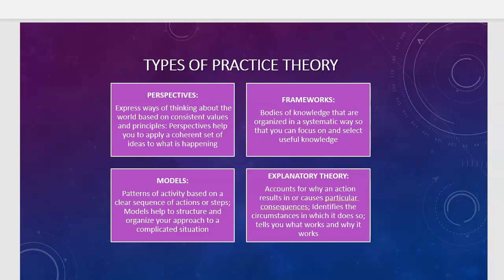And finally, the fourth type is an explanatory theory. An explanatory theory accounts for why something happens, what causes it. It identifies particular circumstances, and it helps you to understand what works, how to do it, why to do it. So it explains something. It's a way of making sense of something.